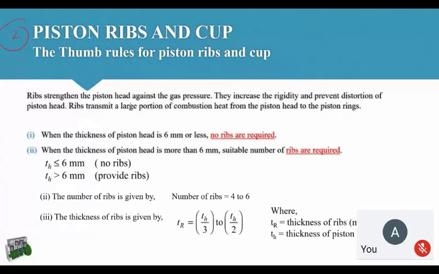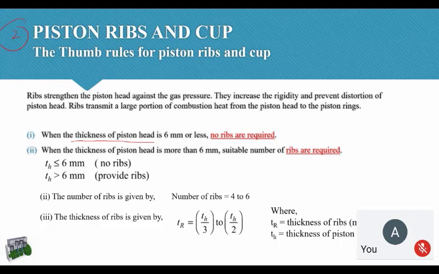That is basically decided depending upon the thickness of the piston head. I mean, the TH we have found from the previous equation will basically decide whether the ribs are required or not. So the thumb rule for piston ribs is that whenever the thickness of the piston head is less than or equal to 6 millimeter, that means whenever TH is less than or equal to 6 millimeter, then ribs are not required.